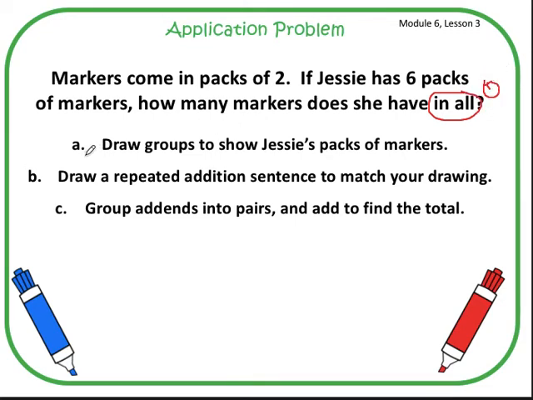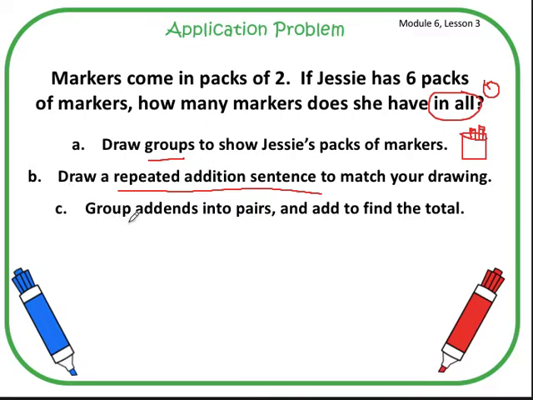Step 1. Draw groups to show Jessie's packs of markers. Now, when we say a pack of marker, we're talking about what the marker is in. There's one marker. There's another marker. This is the pack that the marker is in, that little square thing. Step 2. Draw a repeated addition sentence to match your drawing.